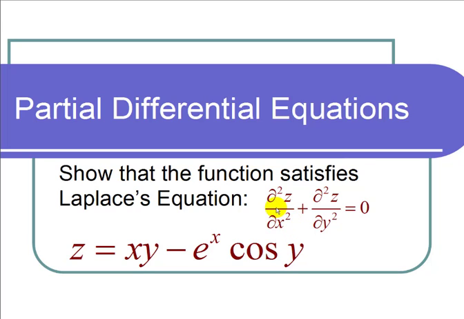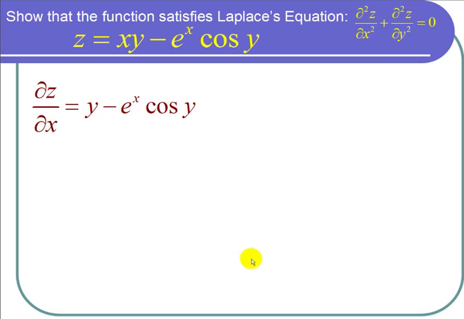So let's find the partial derivative of z with respect to x. That means we're treating y as a constant, and the derivative of x times a constant is just x. Cosine of y is a constant, and the derivative of e to the x times a constant is just e to the x times that constant. So we get that del z over del x, or the partial derivative of z with respect to x, is y minus e to the x times the cosine of y.